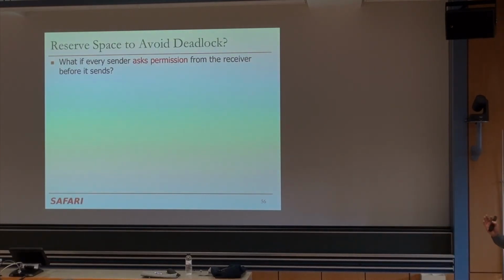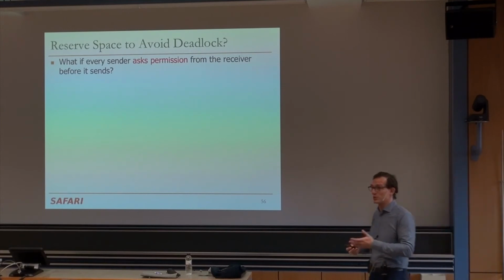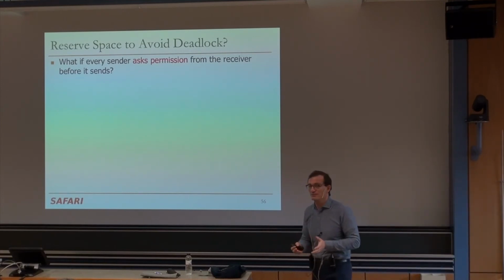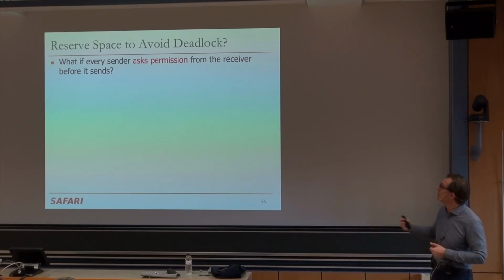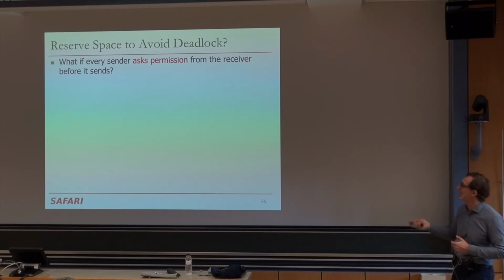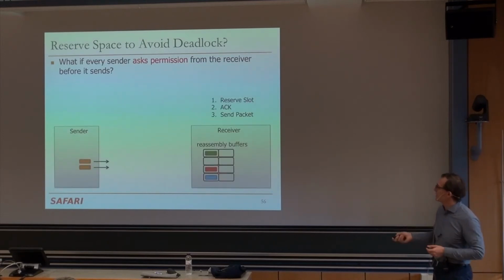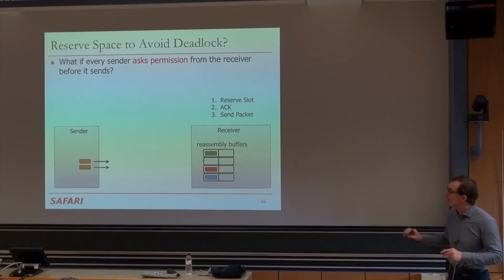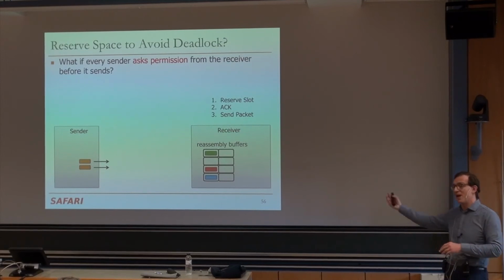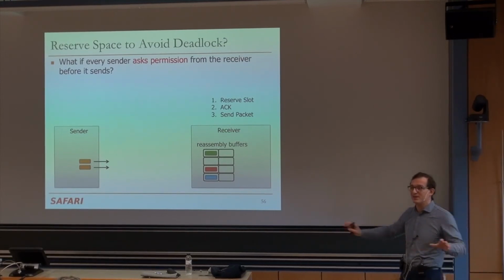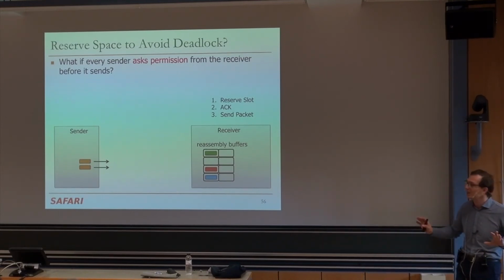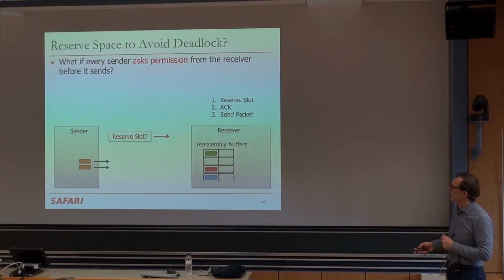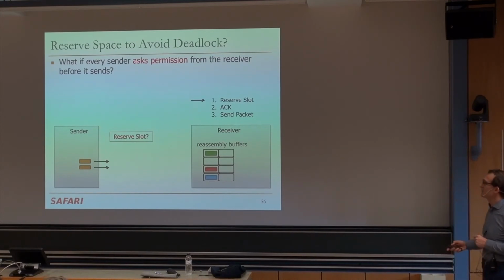It's not that hard to eliminate actually, but the solutions that you develop will affect your efficiency and performance. So let's assume that you want to ask permission from the receiver before you send a packet. Every sender does that. So the idea is you have some reassembly buffers, limited. The sender first needs to reserve the slot, get the acknowledgement, and then send the packet. This way you guarantee that there's a reassembly buffer allocated for you before you send the packet into the network.